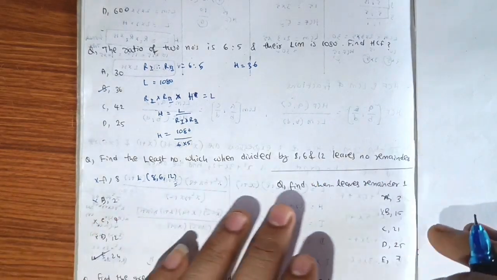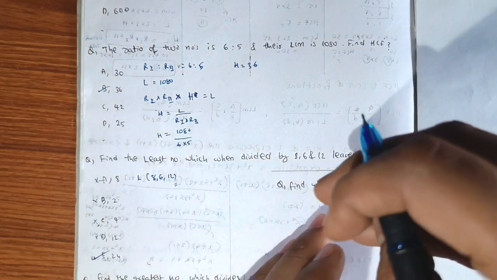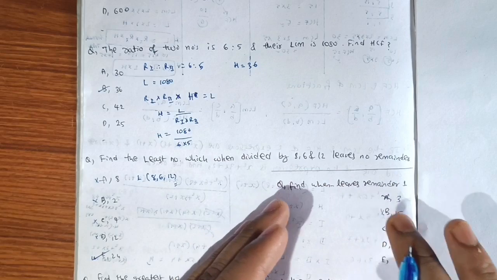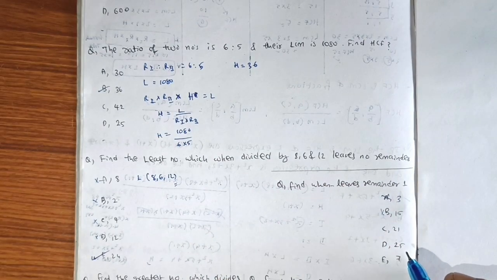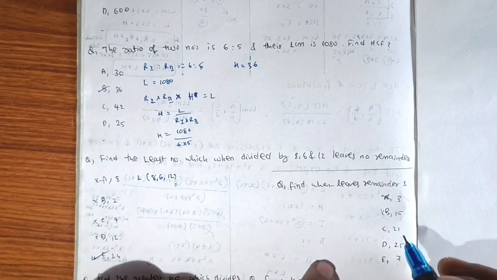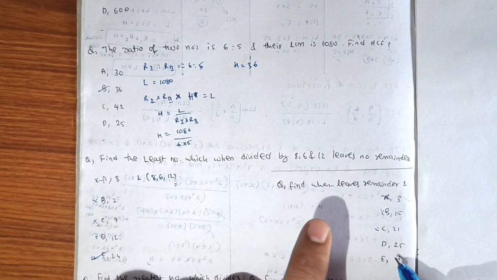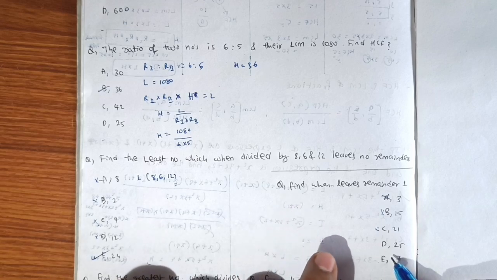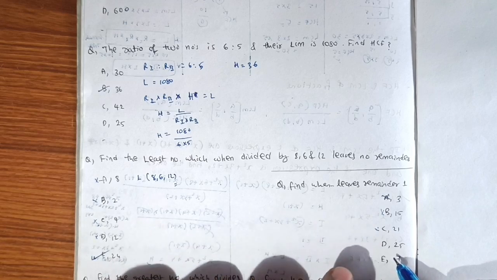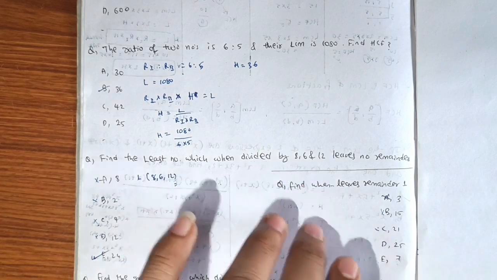I have explored the same question where the remainder will be 1, whenever a number is divided by 8, 6, 12. 21 by 8, 8 times 2 is 16, the remainder is 5, so this option is not fitting. And 25 by 8, 8 times 3 is 24, the remainder is 1. So here we get the remainder as 1.